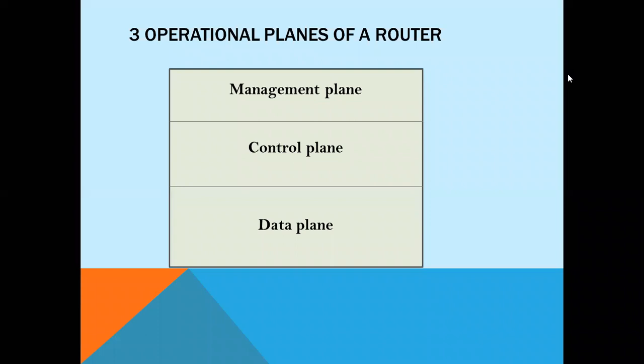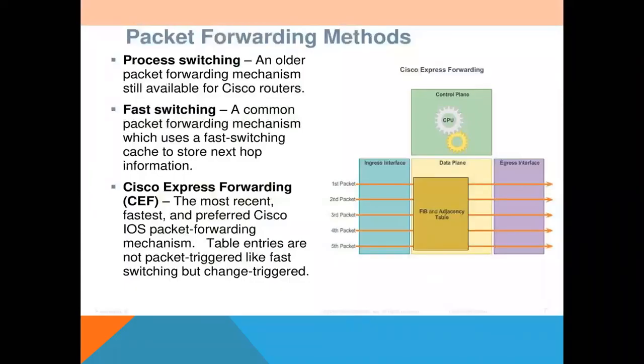In general, Cisco routers support three primary modes of packet switching: process switching, fast switching, and Cisco Express Forwarding. Process switching is an older packet forwarding mechanism still available for Cisco routers. Fast switching is a common packet forwarding mechanism which uses a fast switching cache to store next hop information. And Cisco Express Forwarding is the most recent, fastest, and preferred Cisco IOS packet forwarding mechanism.